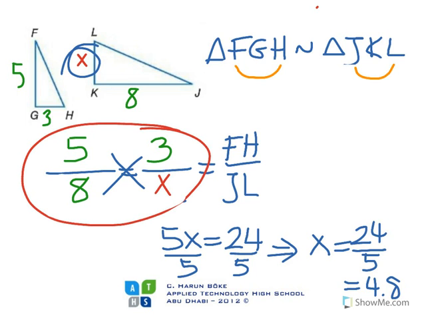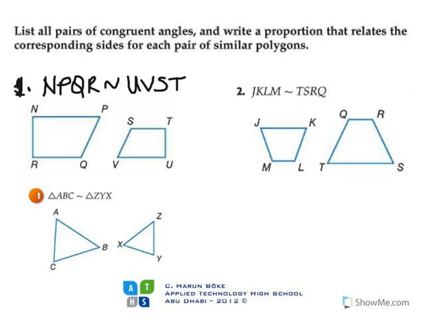Now we have some examples for you to solve. In these examples, you are going to list the pairs of congruent angles or corresponding angles, and you're going to write the proportion of corresponding sides, as we have done before, according to the given statements of similarity. So please write all these pairs and proportions and show me.